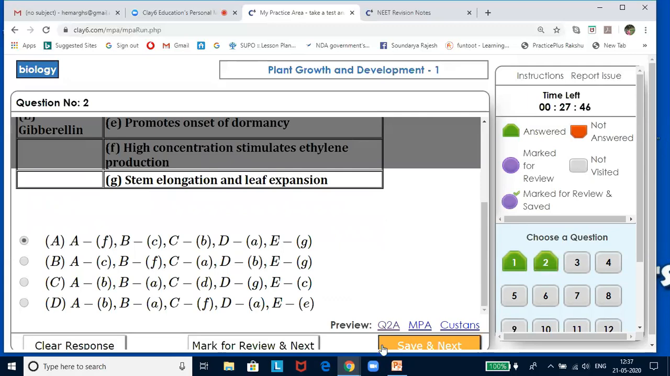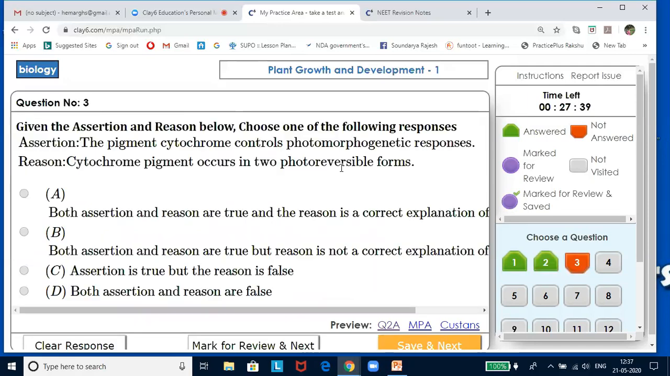Now, when cytokinin is applied to plants, it induces senescence. Now, cytokinin is one of the proteins, chlorophyll, and nucleic acids. No. Here, both are wrong. So, both assertion and reason are false.